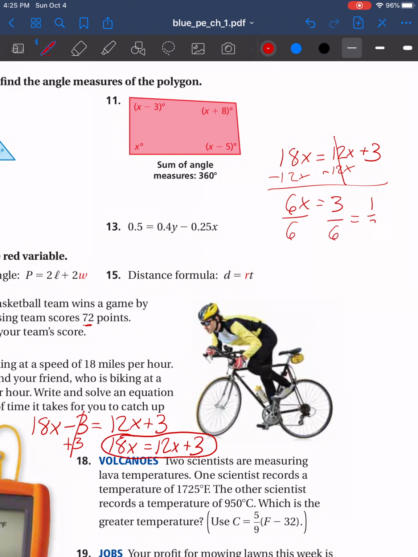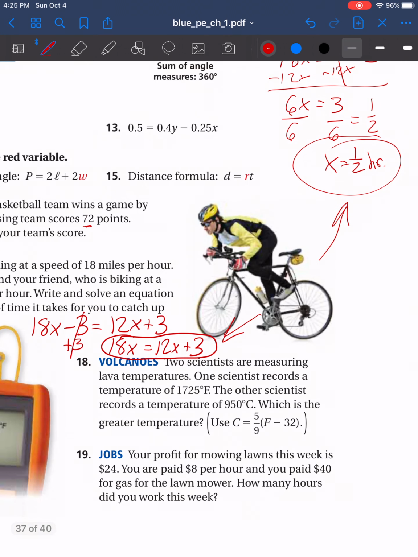That is the same as a half. X equals 1/2. So what 1/2 means is it'll take you a half hour to catch up to your friend if you go 18 miles per hour. So 2 parts of that answer. I need the equation and I need how long it'll take you to catch up to your friend. Okay?